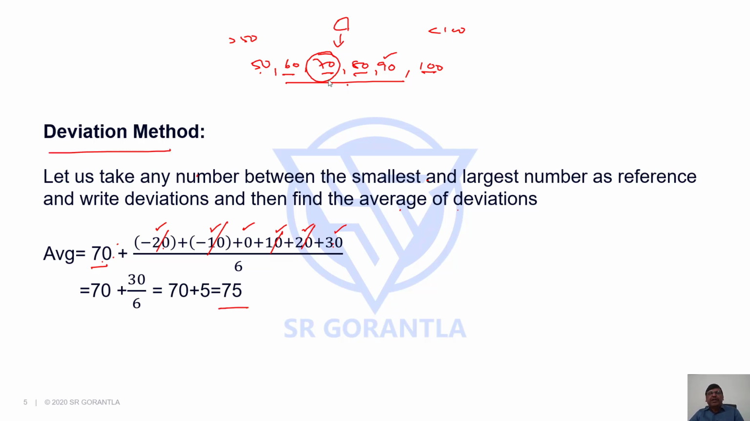Deviation can be from any number. Instead of 70, if you take 80, it's okay. Or you take 75, or 74. Any number can be taken as a reference point and you write the deviations.